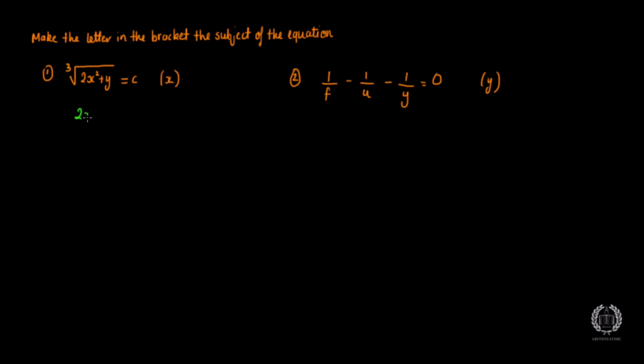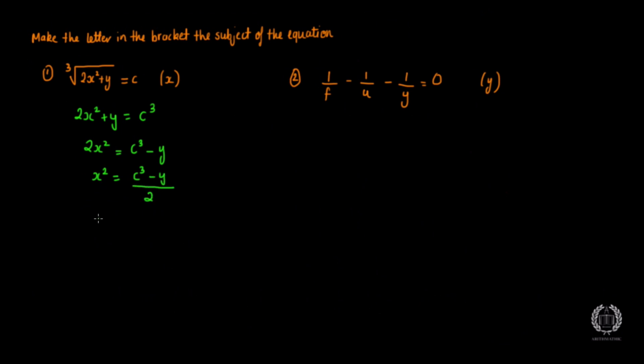So for me to get rid of the cube root, we have 2x squared plus y, which means I need to cube this. So it's going to be c cubed, because you do the opposite of cube root, which is cube. Now because we want to make x the subject, take the y to the other side, which means it's going to be c cubed minus y. And remember, we want to get x by itself, so get rid of the 2, which means we are going to do c cubed minus y over 2.